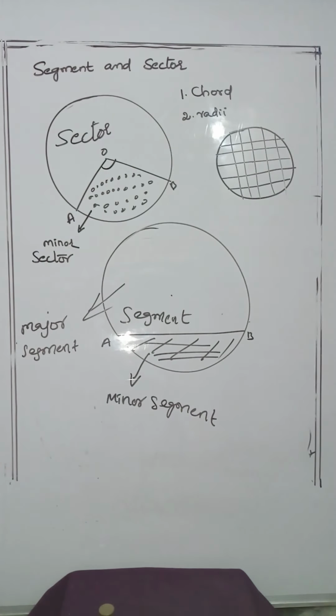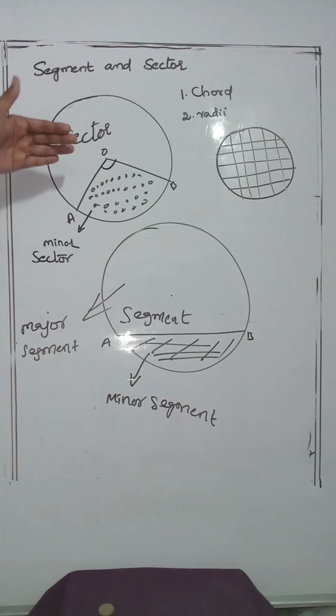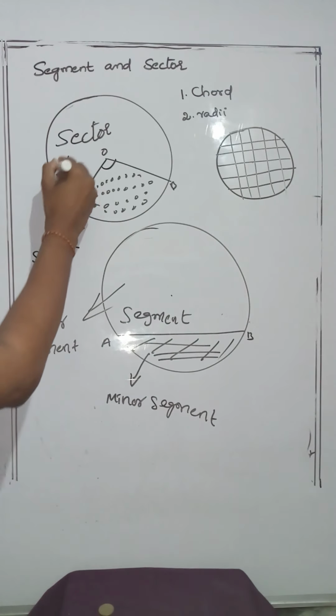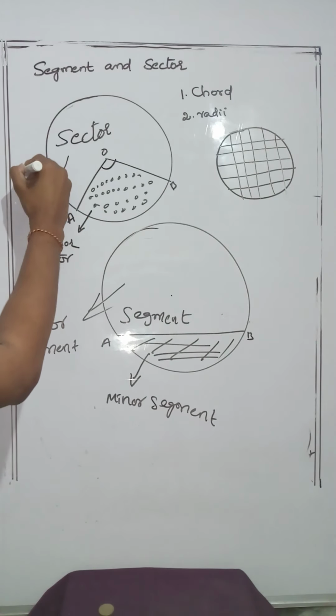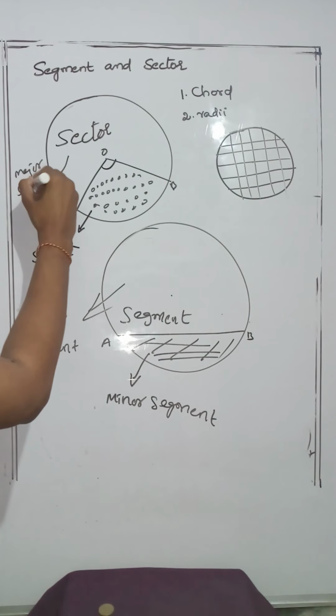Here also, come to the point. The angle is greater here, the remaining part, and an obtuse angle is formed here. That is the reason you need to understand one thing here. If it is greater than that, then the part you have is called a major sector. This part is called a major sector.